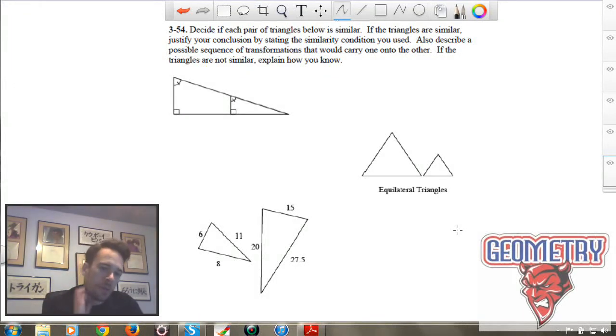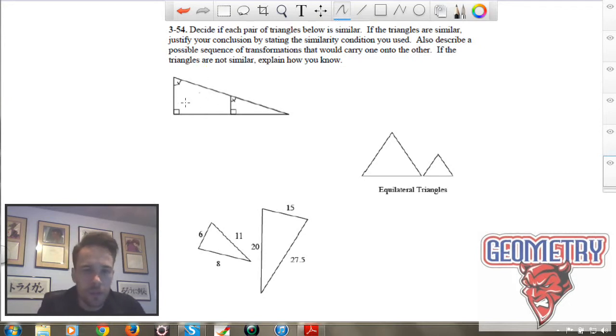Here we are in problem number 54. We're asked to decide if each pair of triangles below is similar. If they are, justify your conclusion by stating the similarity conditions that were used. Also describe the possible sequence of transformations that would create one triangle from the other.